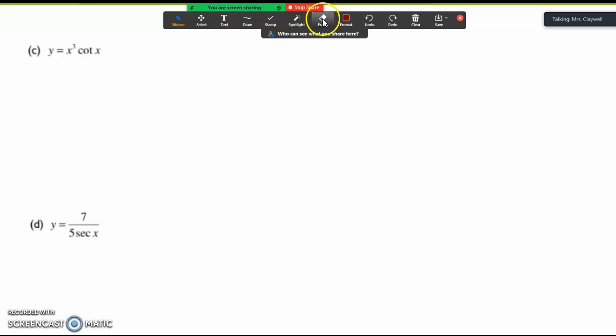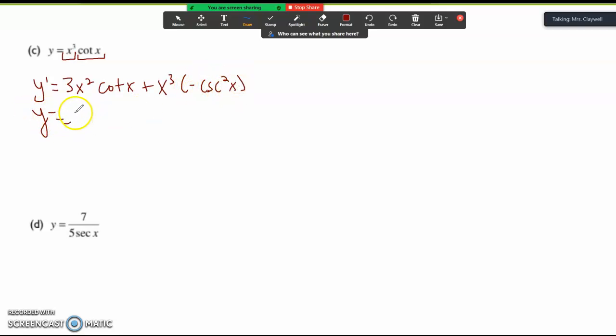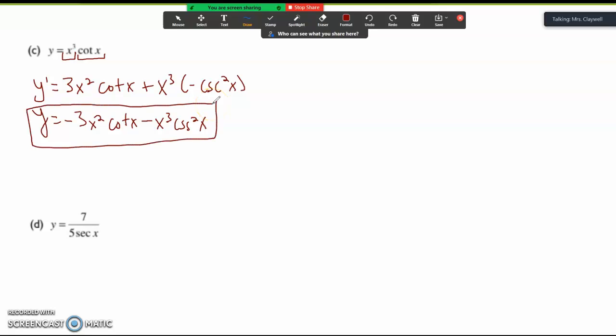So I see here that I have 2 functions going on, my x to the third and cotangent x. So when I take the derivative of this, I'm going to need to use the product rule. Derivative of the first, regular second, plus regular first, derivative of the second. And then I can try to just rewrite this. And this here is my answer.